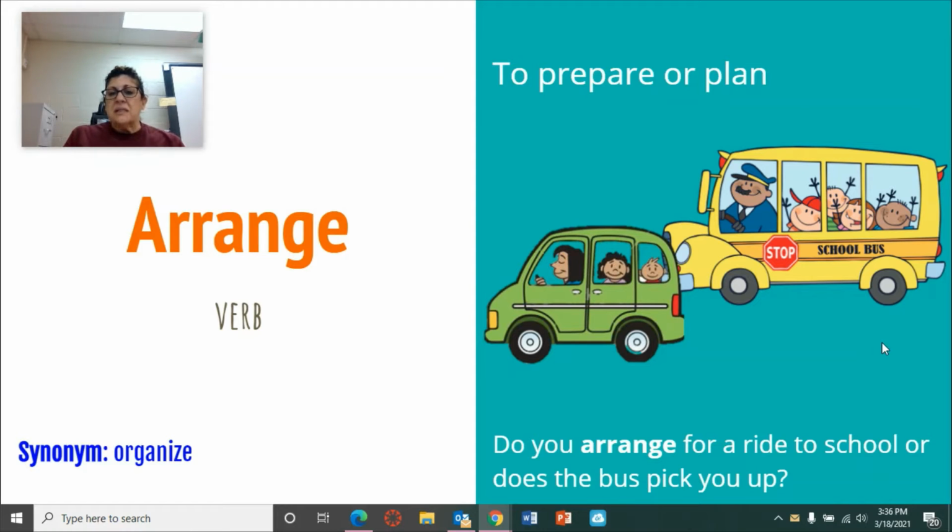Let's look at the sentence I have down here, actually a question. Do you arrange for a ride to school or does the bus pick you up? Let's read it together. Do you arrange for a ride to school or does the bus pick you up? I always recommend that you look at the illustrations, because they have to do with the sentence and also with the word. A synonym for the word arrange is organize. Let's say that word together. Organize. Good job.